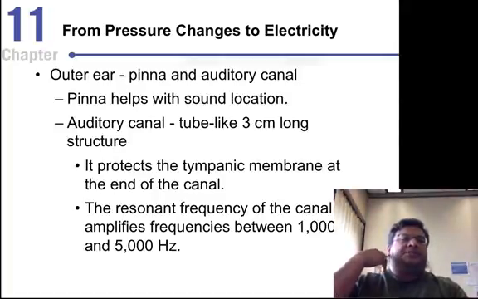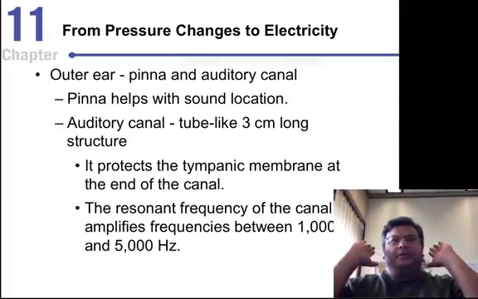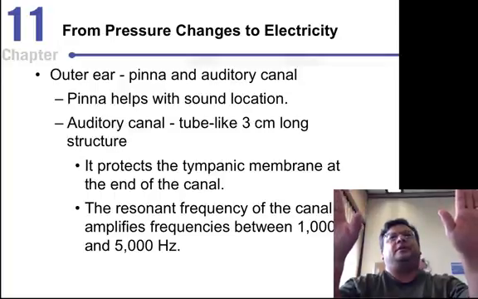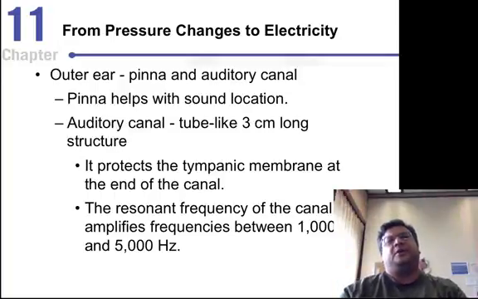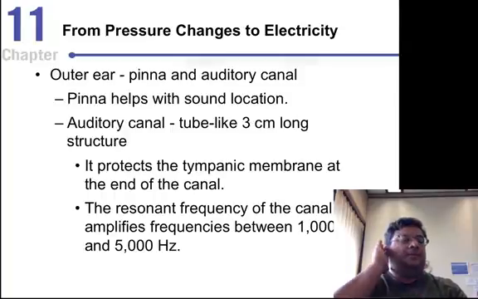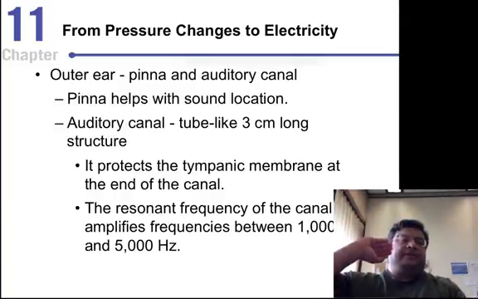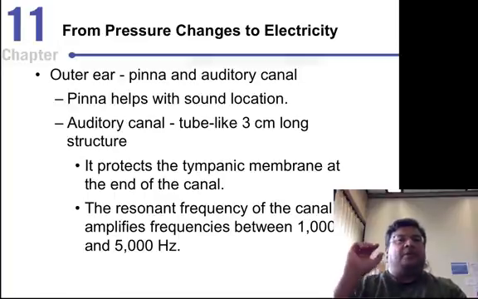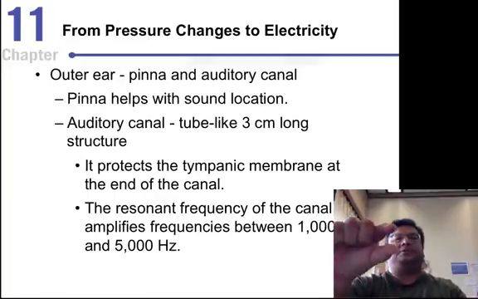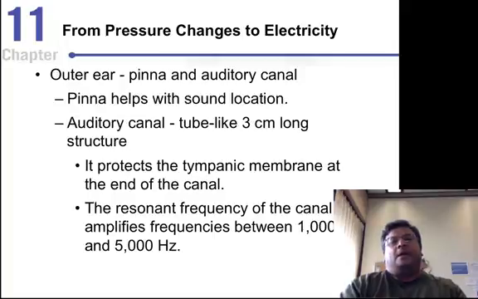And the pinna helps with sound location because we're picking up sounds specifically in front of and to the side of us. So the pinna is a really important piece of anatomy that allows us to localize where sounds are coming from. But the pinna gathers the sounds and it funnels it into the auditory canal, which is a little tube about 3 centimeters long, at the end of which is the tympanic membrane or the eardrum.